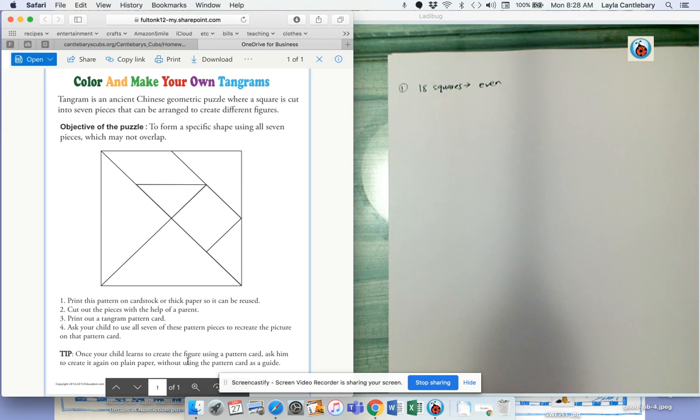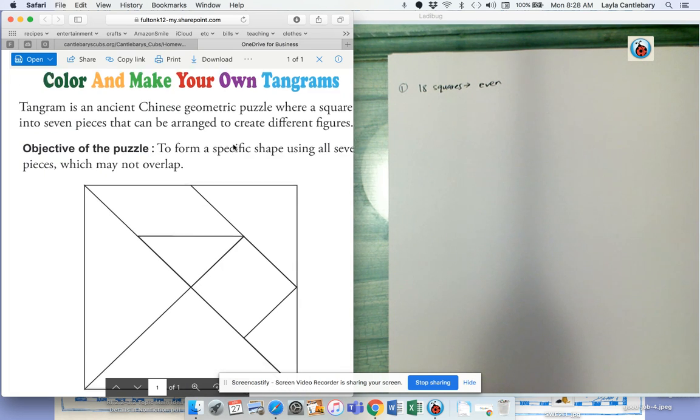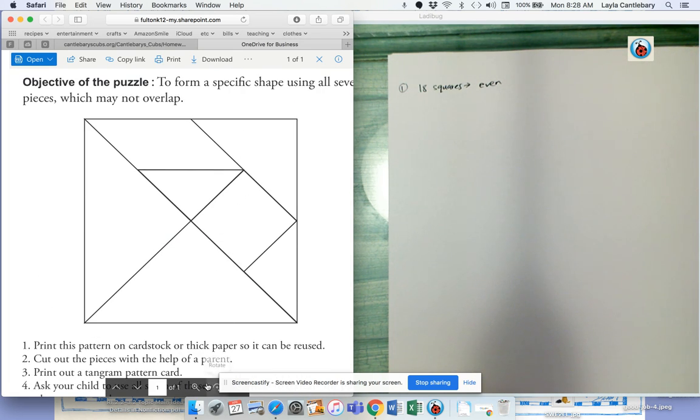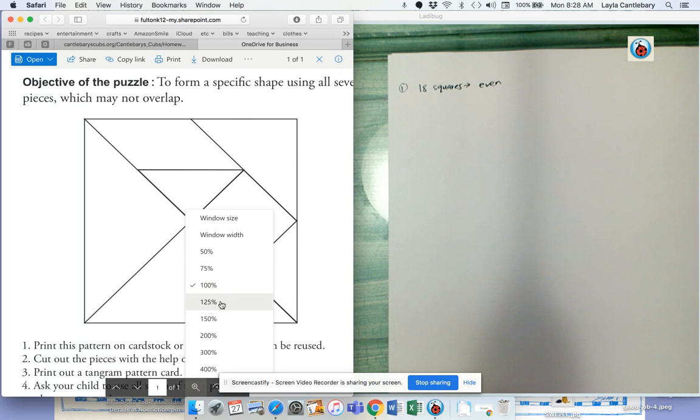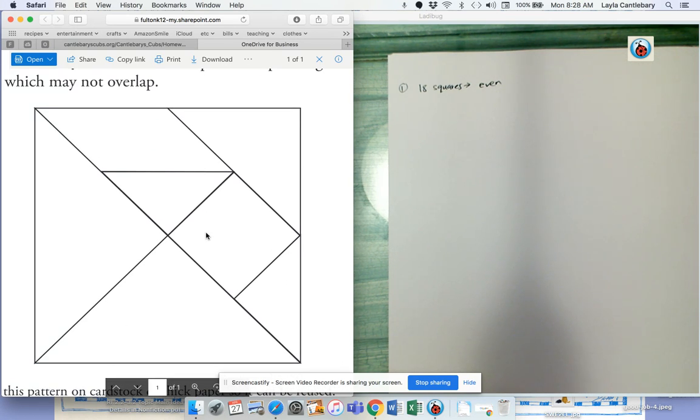My suggestion, if you're going to have to make it, is, number one, not to press hard. Zoom in on this until you get it to where it's big. Then put your paper up on your actual computer screen and lightly trace it, because the size is really important to tangrams. So that's something you can do.